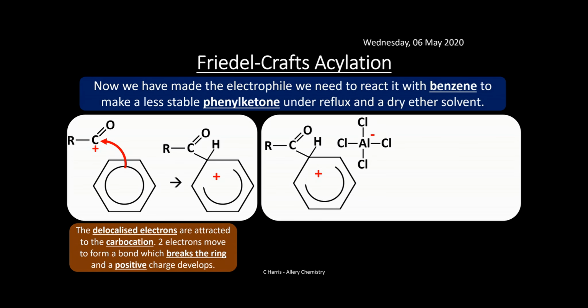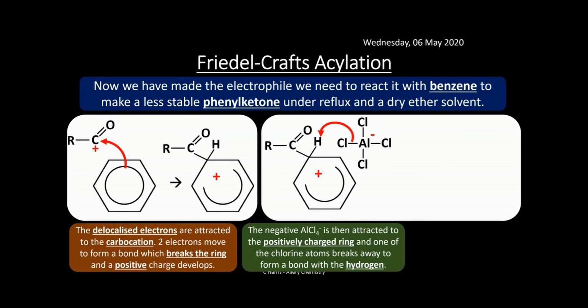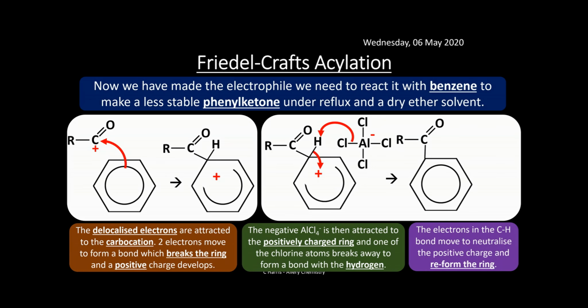So here's our intermediate that we formed, and remember we also have our halogen carrier that we formed before, from the previous reaction. So what happens is the negative AlCl4 minus is then attracted to the positively charged ring, because now you've got an opposite charge here, and one of the chlorine atoms breaks away to form a bond with the hydrogen. So we formed that bond. And then the electrons in the C-H bond move back into that benzene ring to neutralize that, and we reform our ring again. But our hydrogen has now left, and it is taken by the chlorine. So there's HCl plus AlCl3.